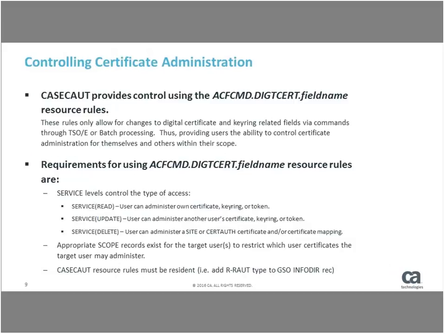This brings us to controlling certificate administration. CA ACF provides control using the DigiCert field name resource rules. These rules will only allow changes to digital certificate and keyring related fields via commands through TSO or batch, just like the previous examples. The requirements for using these resource rules: we use service levels instead of access levels, for instance, service read, update, or delete. Any user wishing to use these resource rules must have the appropriate scope records, like before, and the resource rules must be resident, like before.